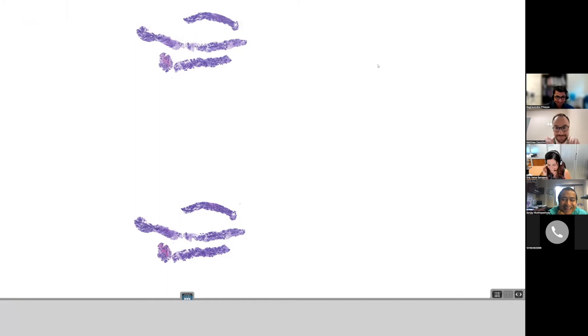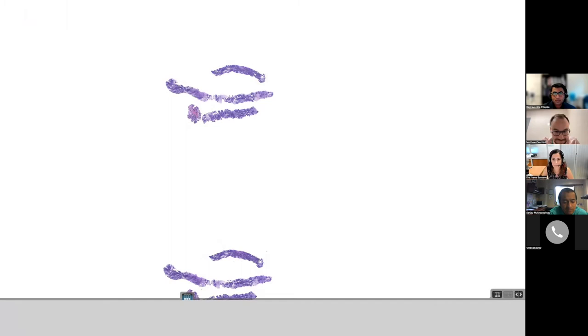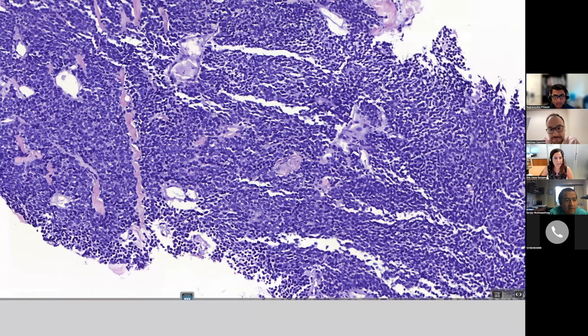This is a 55-year-old man with multiple pulmonary lesions and multiple lymph nodes positive. It's a biopsy of the lung. It's very blue. It's blue. Wow. With necrosis.